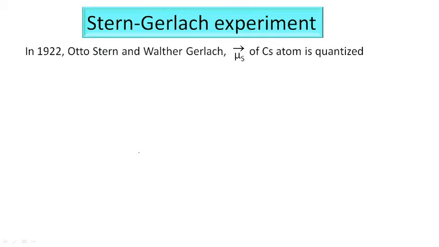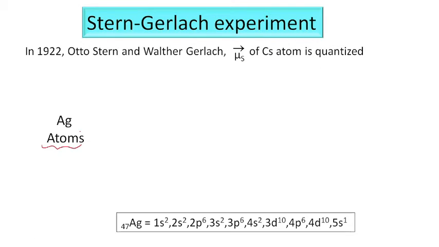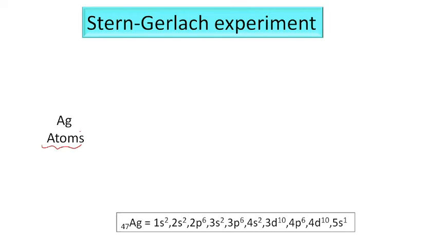In 1922, Stern and Gerlach suggested that the spin magnetic moment mu s, which is a vector quantity, of silver atoms, quantized. It was also done with cesium atoms, but previously it was done with silver atoms. It is not having random orientation. It means like that. In this experiment, we have silver atoms. I told you why we are using the silver atoms: it is its electronic configuration.